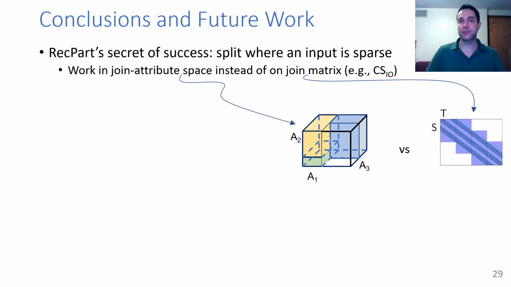Why did RegPart do so well in the experiments? We believe the secret to success is that it splits in the original attribute space defined by the join attributes. And in this space, it is looking directly for sparse regions where it can partition without a lot of input duplication. And this is very different from algorithms like CSIO, which are partitioning the join matrix, which is always the two-dimensional matrix between the S tuples and the T tuples.